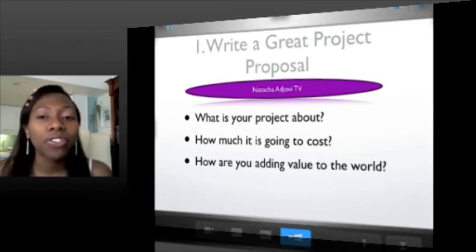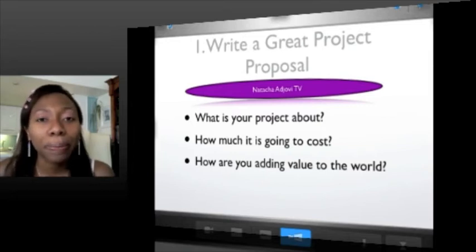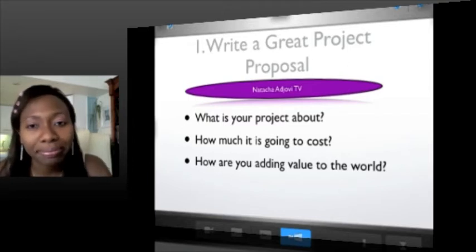But really briefly, the first thing you want to do when you want to use crowdfunding is you need to write a great project proposal. So what is your project about? How much is it going to cost, and how are you adding value to the world?